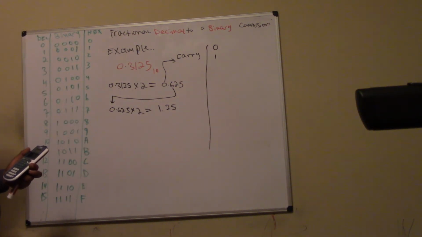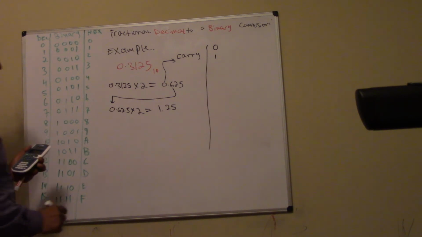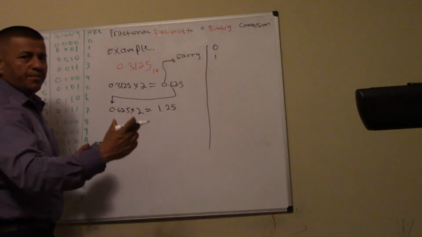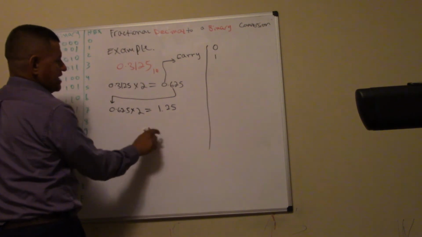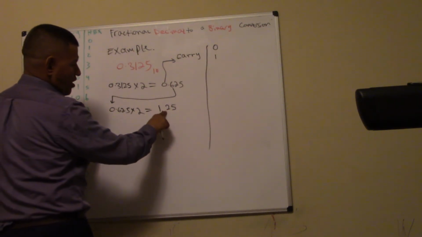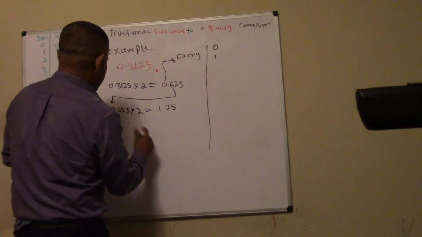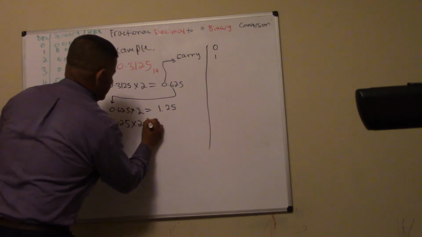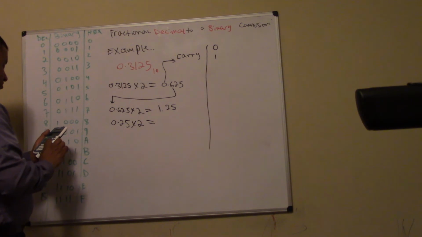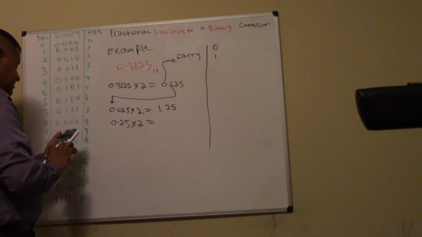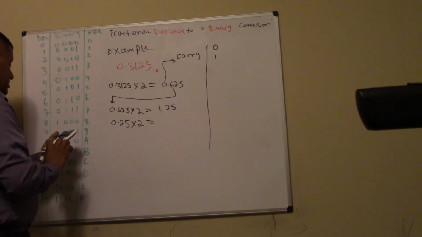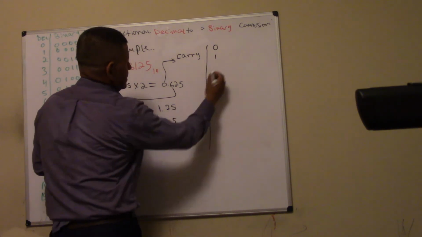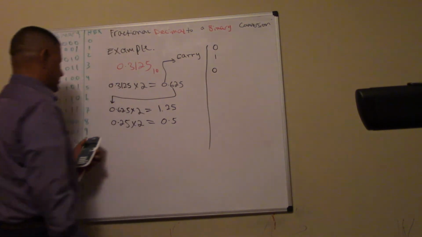Now remember that I will just multiply the fractional part by 2. In this case, I'm not going to do 1.25, I will do just 0.25 times 2. Of course that's 0.5. So now this is the carry again, so it's 0.